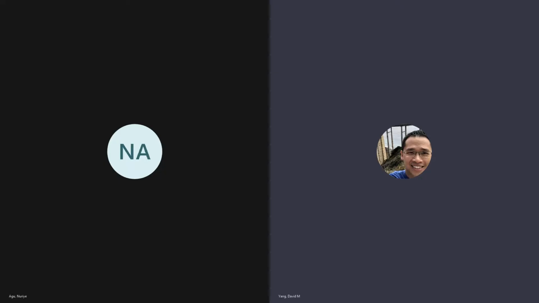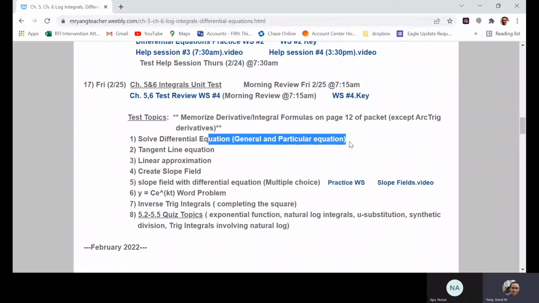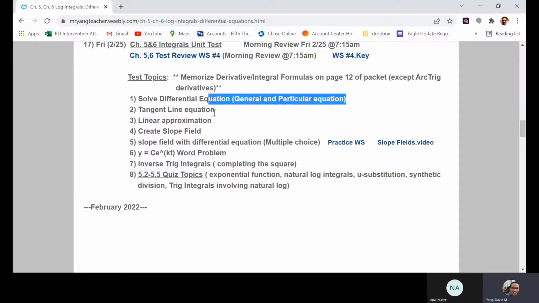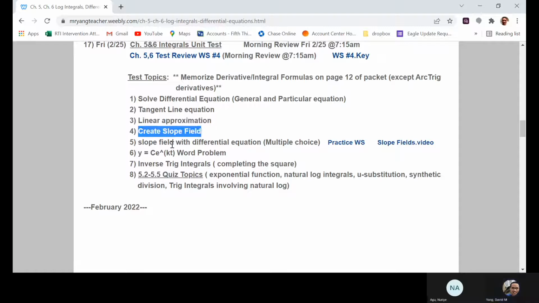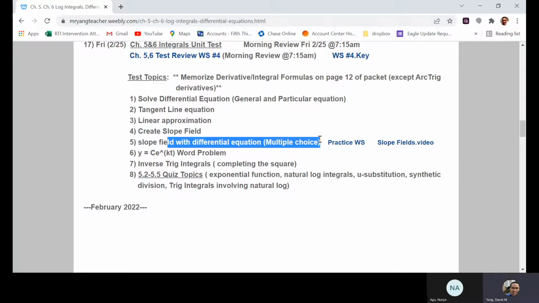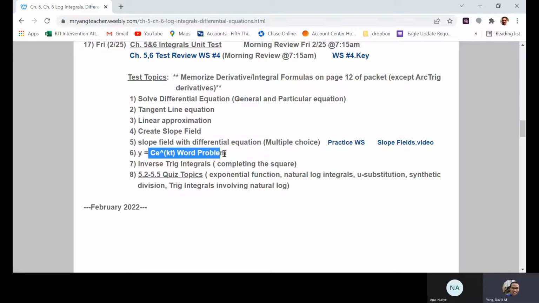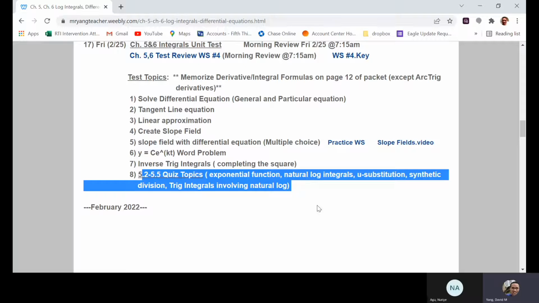Okay, so solving differential equations, tangent line equation, linear approximation, creating slope field, multiple choice, word problem involving Ce to the kt, completing the square, and then the 5.2, 5.5 quiz topics.